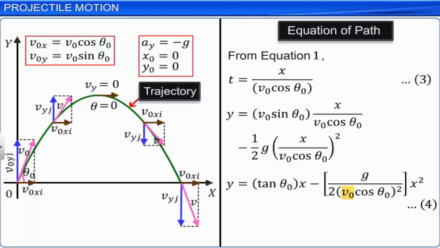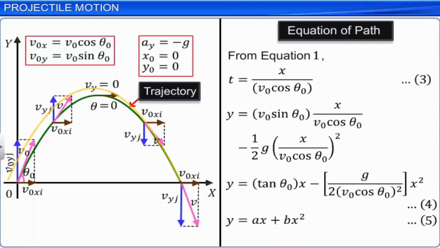As you know, the equation of a parabola can be written as y is equal to ax plus bx square. Let this be equation 5. In this equation, a and b are constants. By comparing equations 4 and 5, we can conclude that the path followed by a projectile is a parabola.